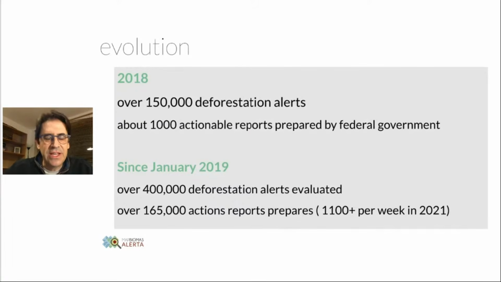a really interesting evolution. Like in 2018, we had 150,000 deforestation alerts produced by the different systems in Brazil, and only about 1,000 actionable reports prepared by the federal government during the whole year. And since January 2019, when we started to operate this MapBiomas Alert, we have reviewed 400,000 deforestation alerts and produced 165,000 action reports. And we are now producing about 1,100 per week, which is more than what was done in the whole year of 2018.